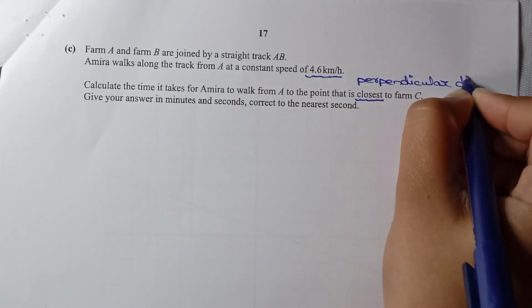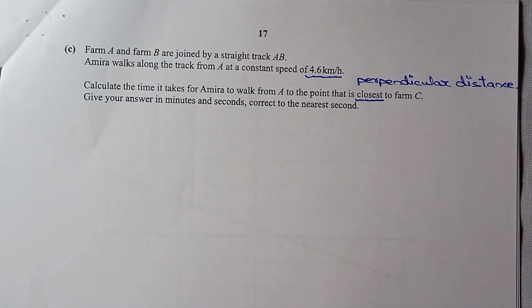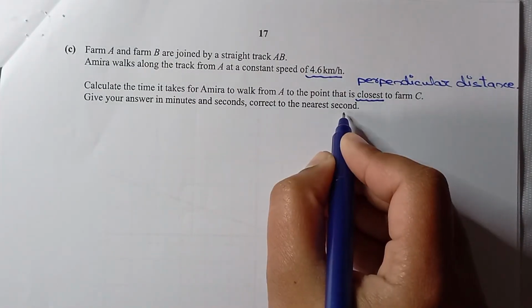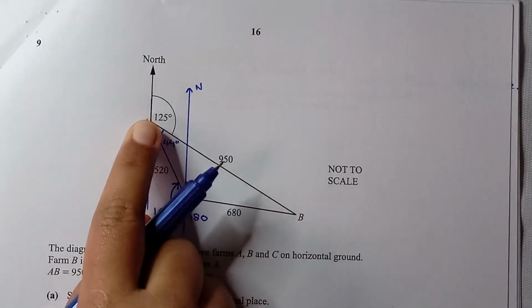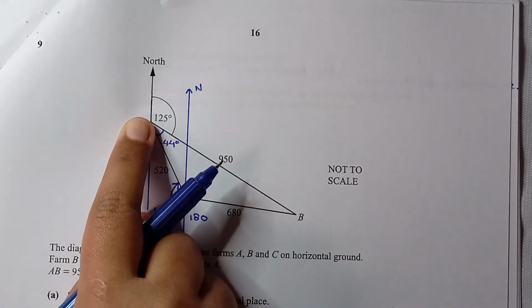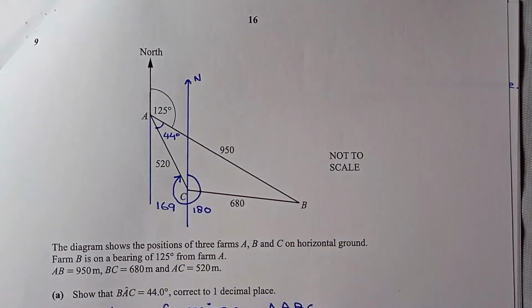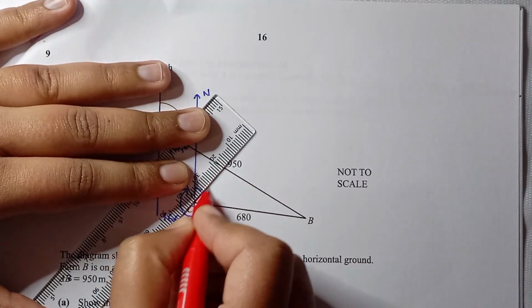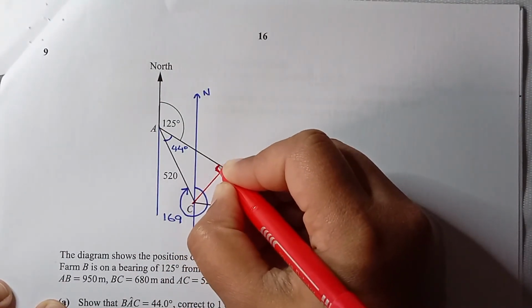Perpendicular distance of C on A, and give your answer in minutes and seconds correct to the nearest second. Okay, so farm A is joined with the track AB. She moves at a constant speed from A, and we need to find the closest point at C. It means we need to find the perpendicular distance. This is the nearest distance, so this is a perpendicular, right?